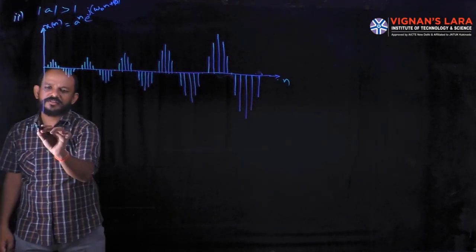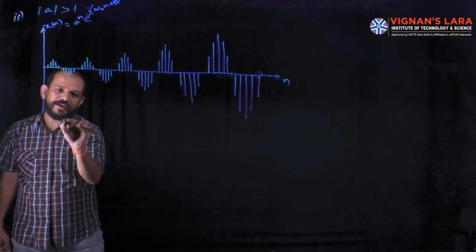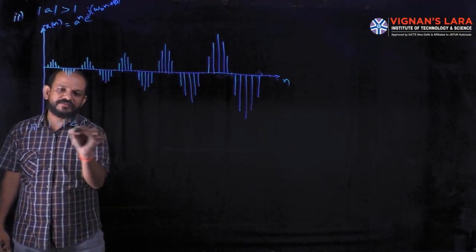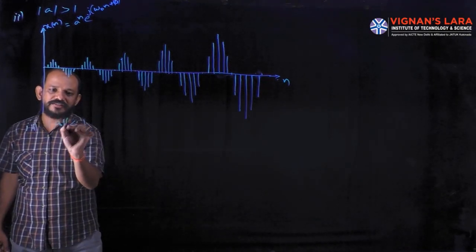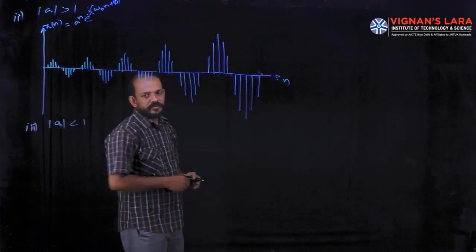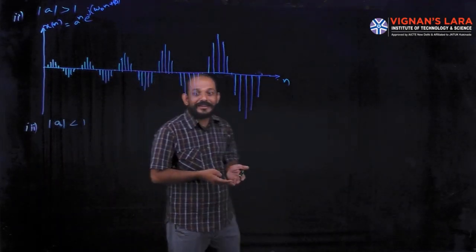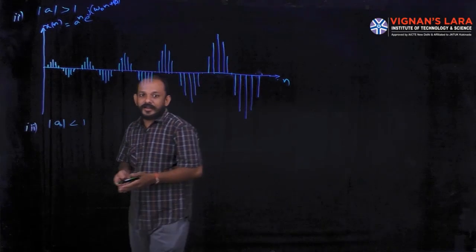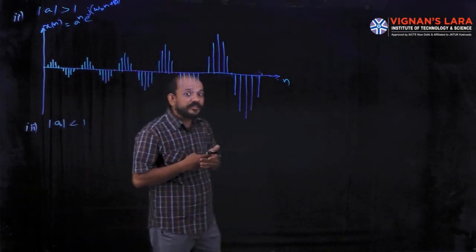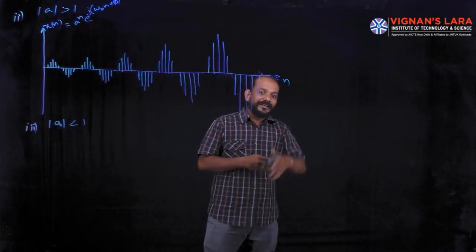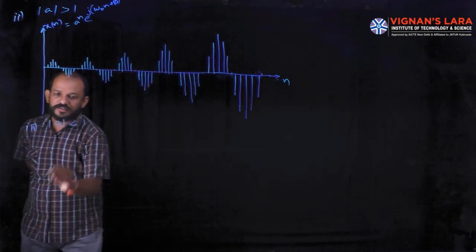Now in the same way, we will go for the last one, that is the third case: mod a less than 1. Simple. For mod a less than 1, the amplitude of the sinusoidal signal will decay exponentially.